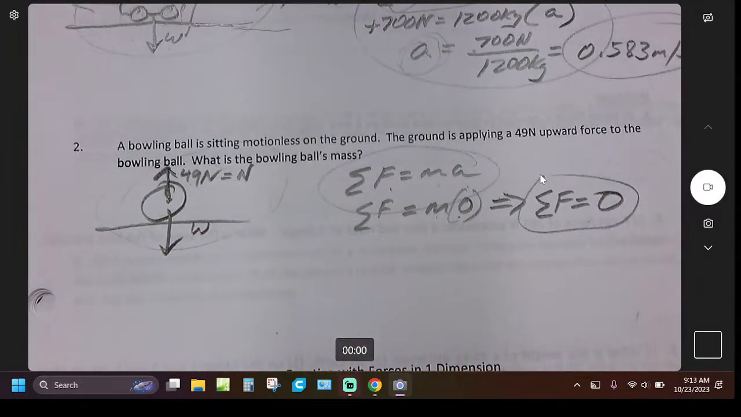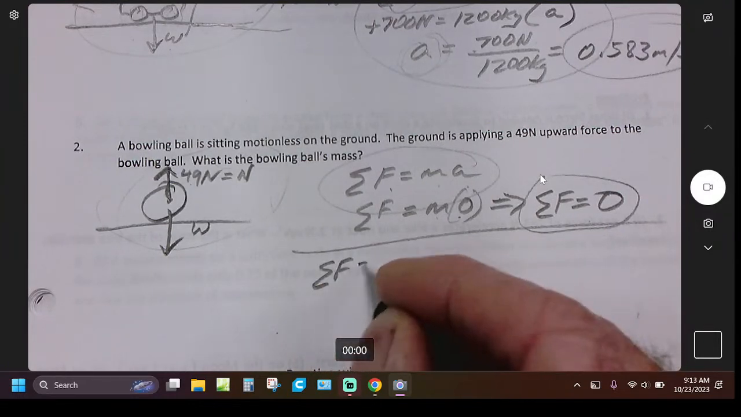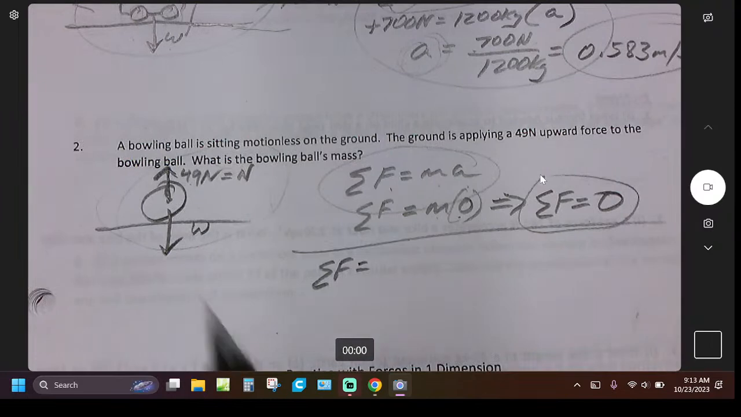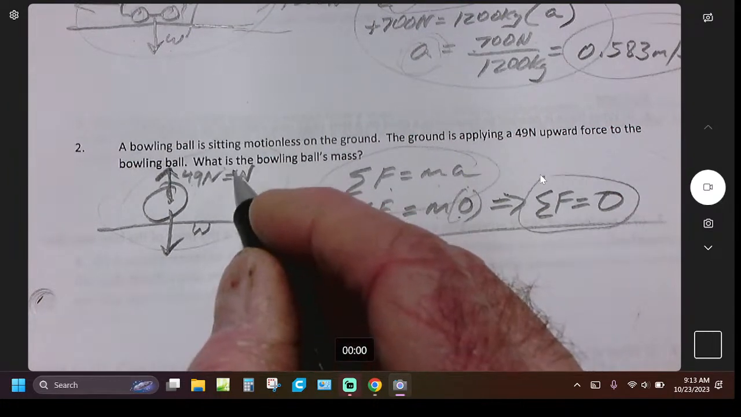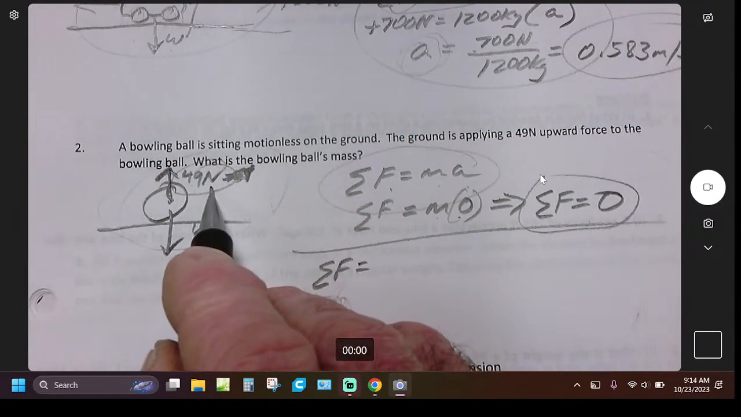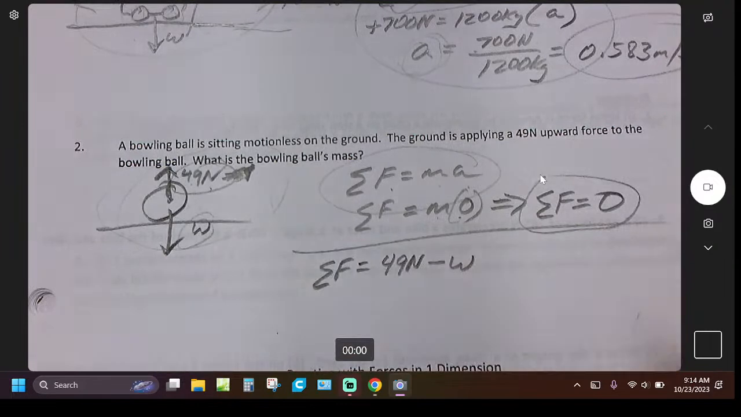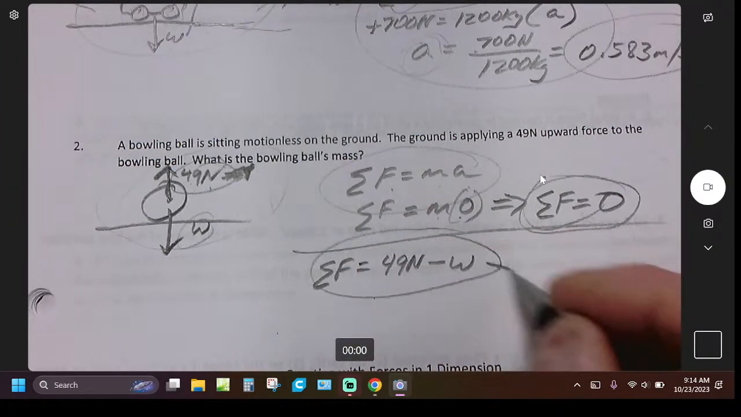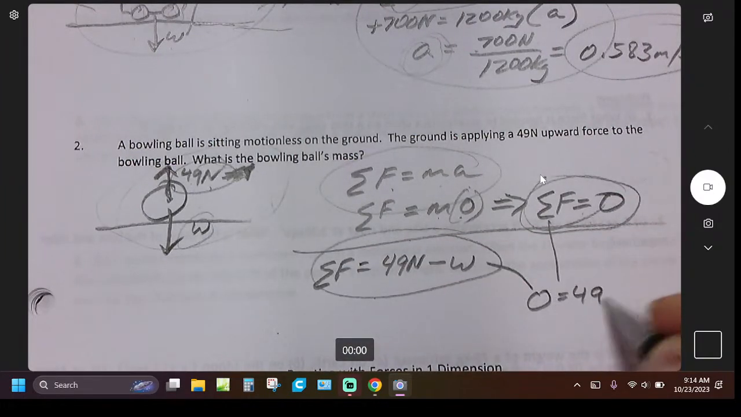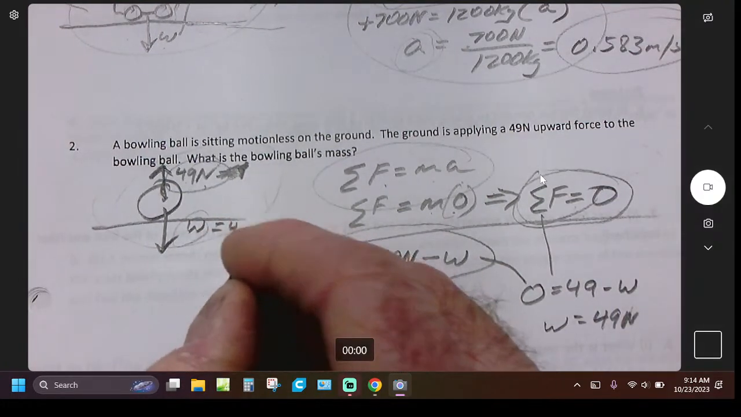That's the weight. So now I'm going to do my second equation, where I say the net force equals the sum of the forces. How many forces do I have acting on this? Two. And this force right here, the normal force, is it positive or negative? Positive. Yeah, 49. And this is going to be negative, minus the weight. I know from here that the net force is 0, so I can combine these two equations and say 0 equals 49 minus the weight. So the weight has to equal what? 49 newtons.